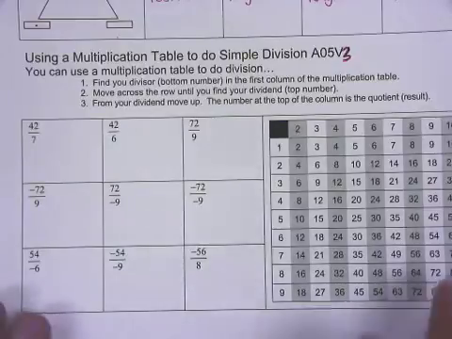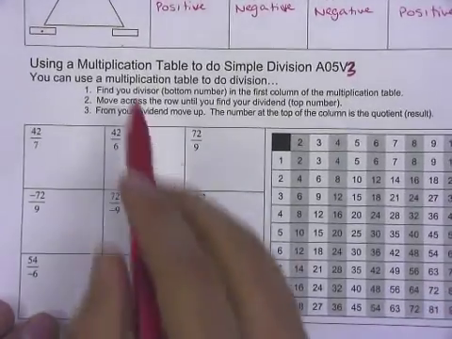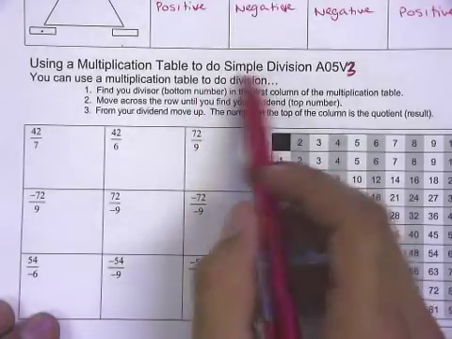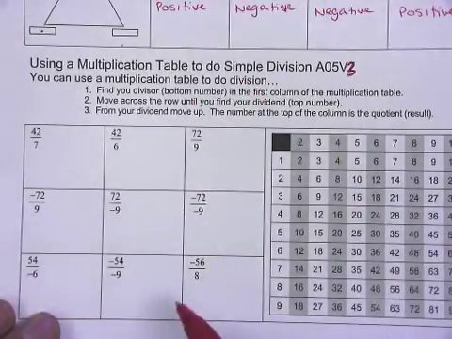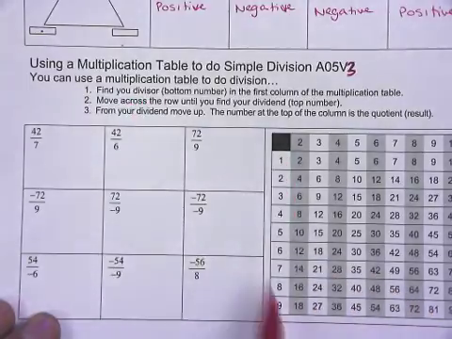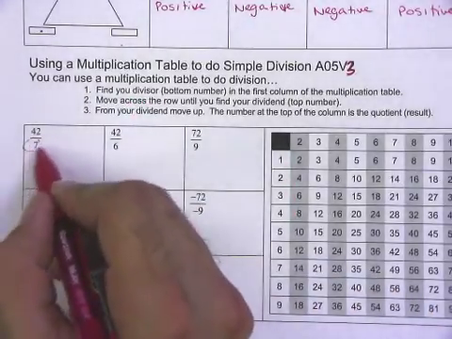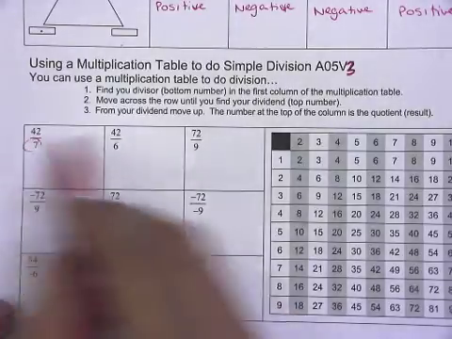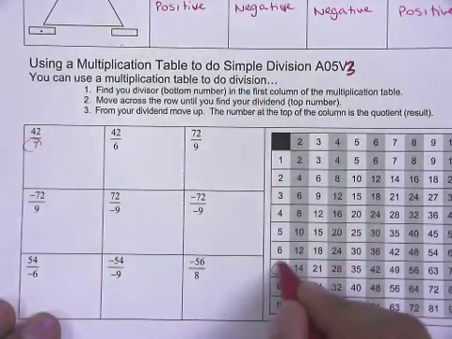Here's a new way that you can use an old tool. We're going to use a multiplication table to do some simple division to see what those calculations are. Here's how. We're going to find our divisor in the column. So our divisor is the number that we're dividing by, so in that case that's the 7. So we find the 7.